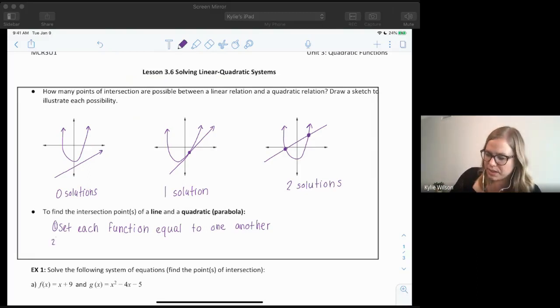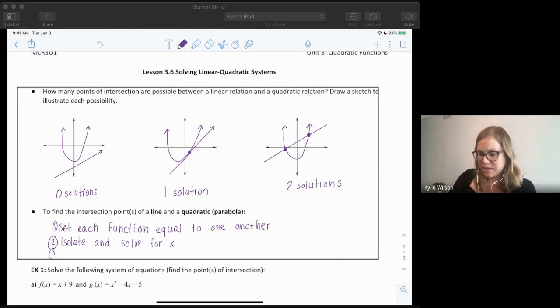Next, we'll isolate and solve for x. And finally, we sub in x to find our y values. So we'll be able to find our x's, and then we need to finish the coordinates by finding the matching y's. Now let's do a few examples of these.